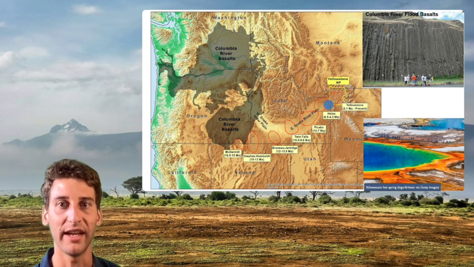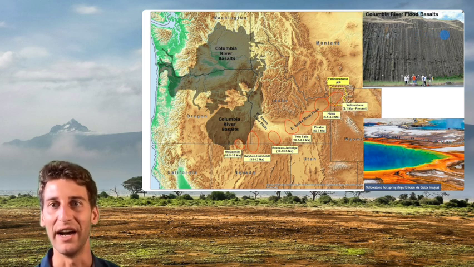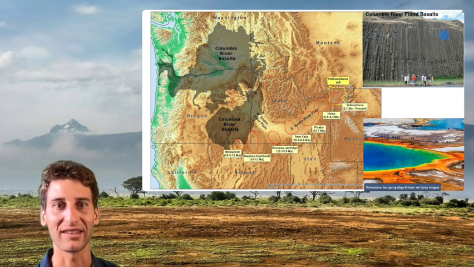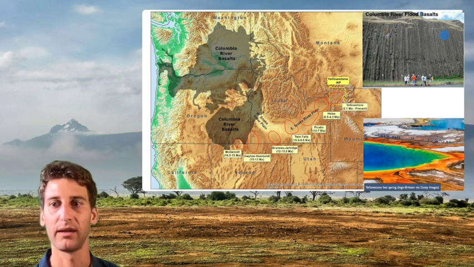So this is Yellowstone today. And there are extinct volcanoes all along this track here to this large eruption. And here are the Columbia River basalts. This is what they look like. They look actually quite similar to Hawaii. They're just large stacks of black rock.